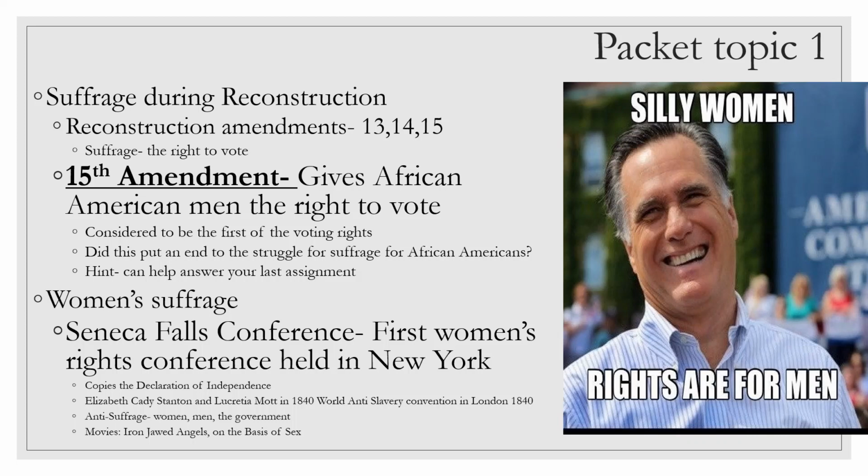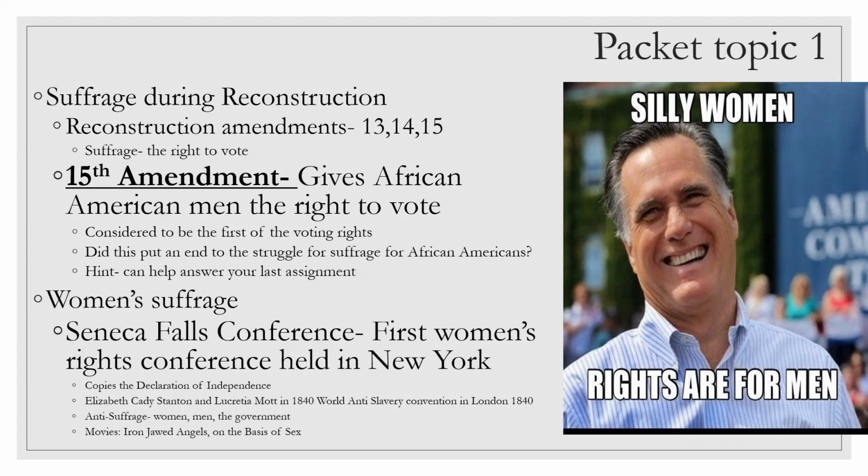In 1848, they hold the Seneca Falls Convention. If you don't know, Seneca Falls is in New York State, and this is the first ever women's rights convention. And what they do is they take a copy of the Declaration of Independence, and this famous line in the Declaration of Independence says, "All men are created equal." Well, Elizabeth Cady Stanton added, "All men and women are created equal." And this is their moment where they're talking about women are going to get the right to vote, and this is why.